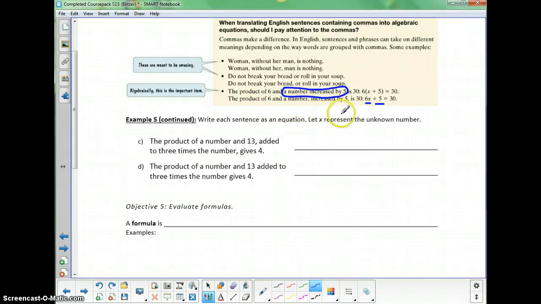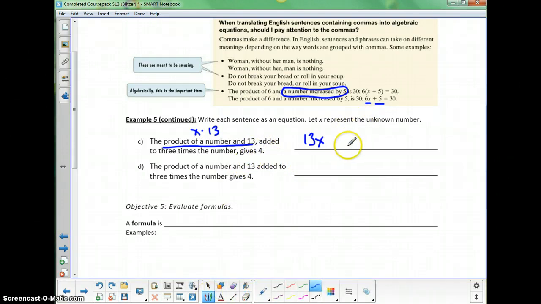The product of 6 and a number increased by 5 is the second one with no parentheses. But the first one, the product of 6 and a number, increased by 5, does imply parentheses. Let's try to get that translated down here in part C and D. The product of a number and 13, so that's going to be x times 13, which normally I would write with the number first, 13x. There was a comma right there underneath my line, so that was a break.